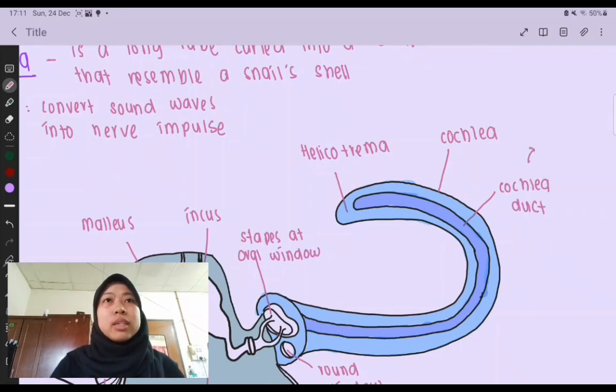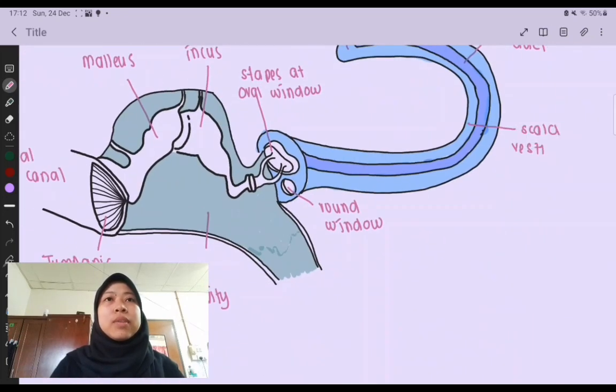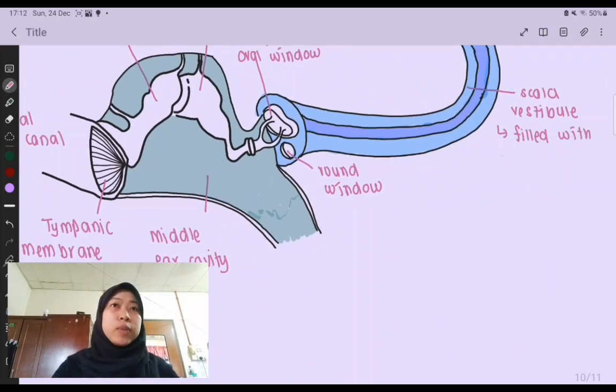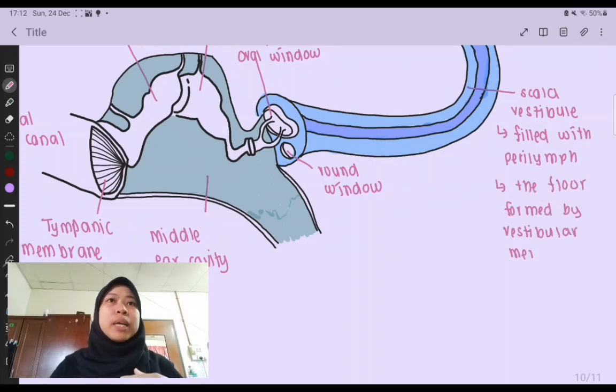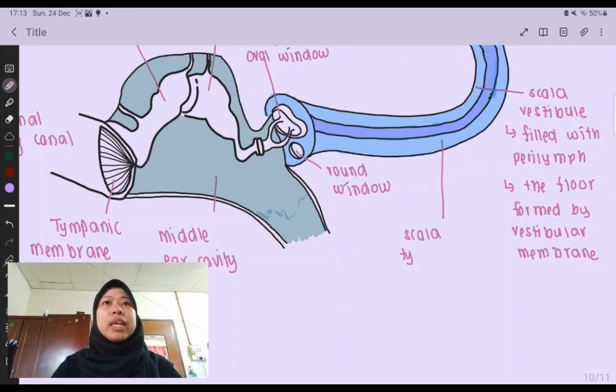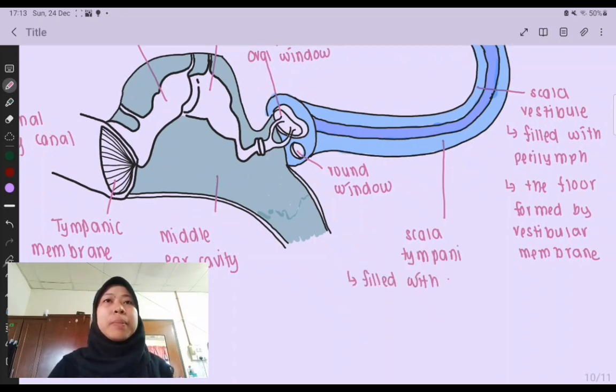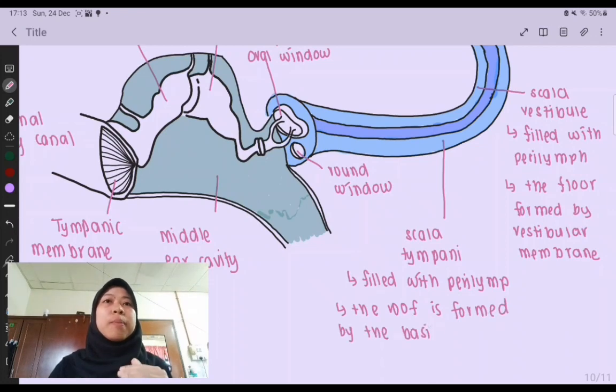The cochlear duct contains endolymph and the spiral organ of Corti. Scala vestibuli is filled with perilymph, and the floor of the scala vestibuli is formed by the vestibular membrane. And then scala tympani. Scala tympani is also filled with perilymph, but the roof is formed by the basilar membrane.